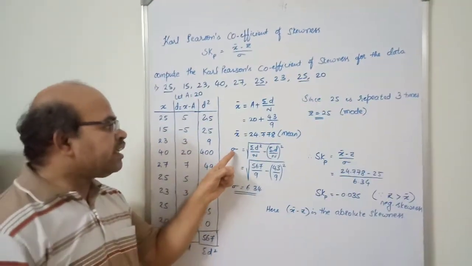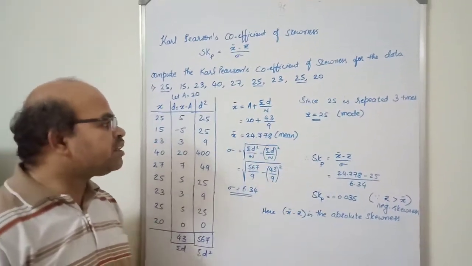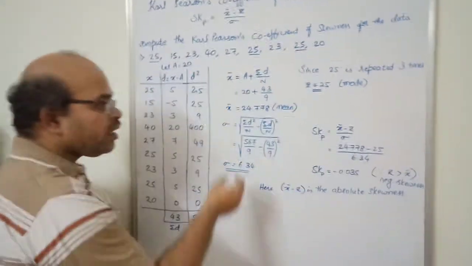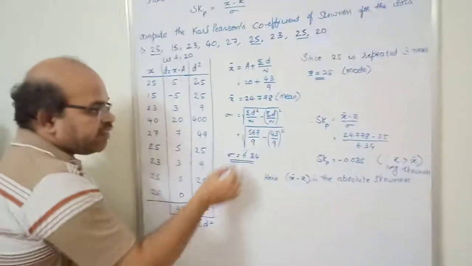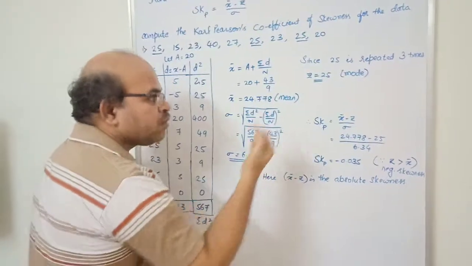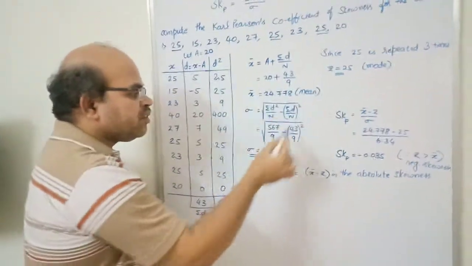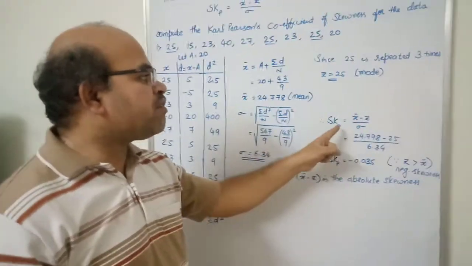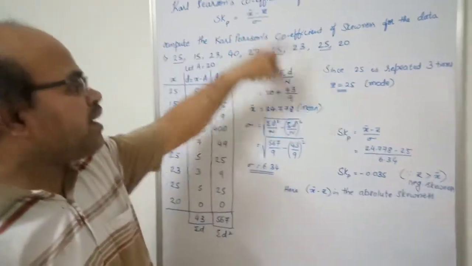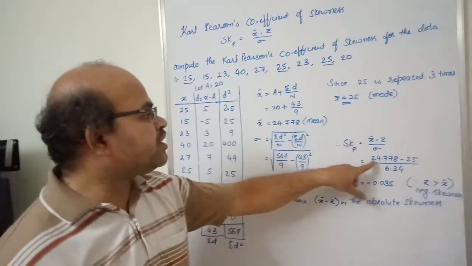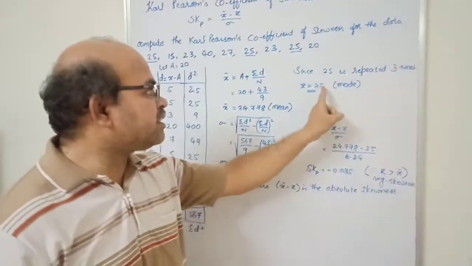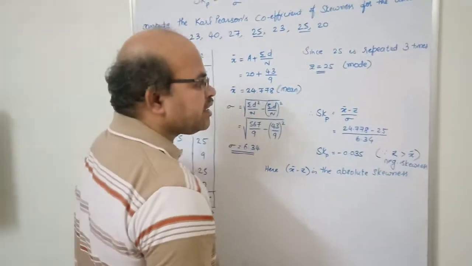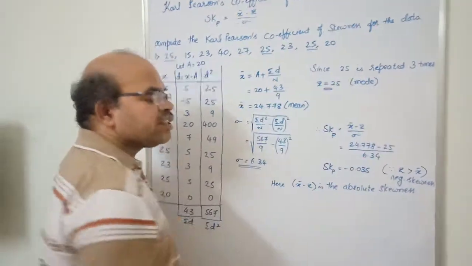So find the standard deviation, which is the root of sigma d squared by n minus sigma d by n, whole squared. Sigma d squared is 567 by 9 minus 43 by 9 whole squared. If you simplify this, you will get 6.34. Now substitute all these in Karl Pearson's coefficient of skewness formula. X bar is 24.778, z is 25, sigma is 6.34. If you simplify this, you will get minus 0.035.